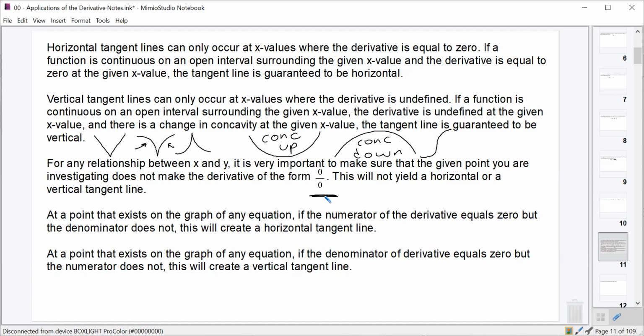So that being said, if the numerator of our derivative is 0, but the denominator is not 0 at a given point, that means we have a horizontal tangent line, and vice versa. If the denominator of the derivative is 0, but the numerator is not, we'll have a vertical tangent line. So let's take a look at a couple of problems here.